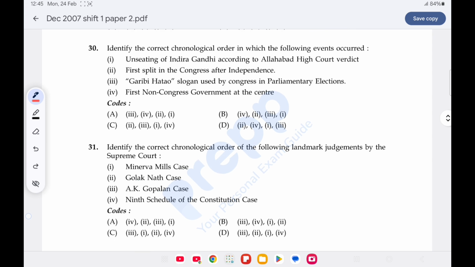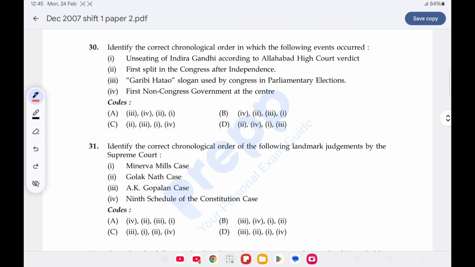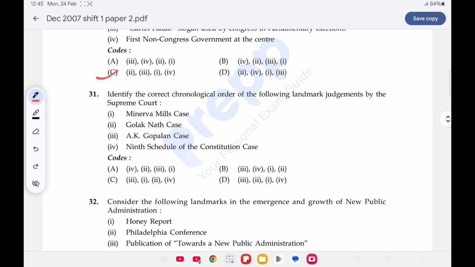Identify the correct chronological order in which the following events occurred. Option C is correct. First, split in the Congress after independence, then Garibi Hatao slogan used by Congress in parliamentary election, then unseating of Indira Gandhi according to Allahabad High Court verdict, and then first non-Congress government at center. Now move on to question number 31.